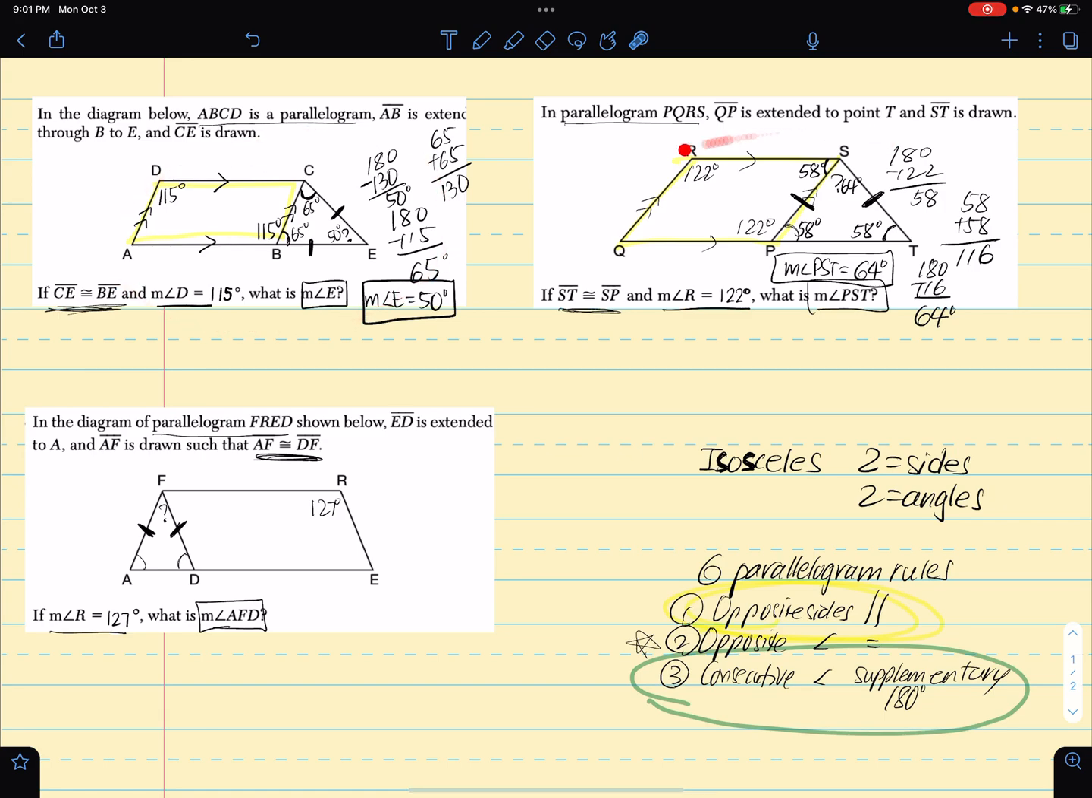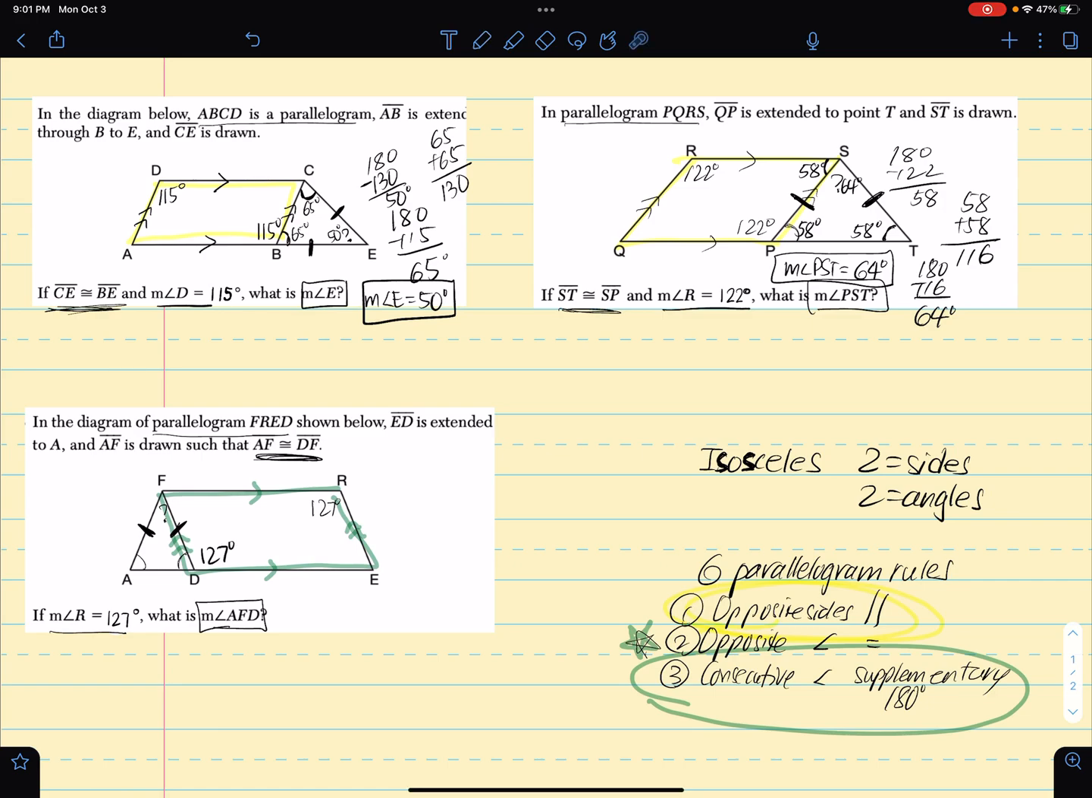Now let's look at this last question. These are all similar questions in the fact that they have a parallelogram next to an isosceles triangle. Same thing here, isosceles triangle, and we have a parallelogram. Notice that this is the question mark, so our goal is to bring this information closer and closer to the question mark. And so let's start with the rule of parallelogram, opposite sides are parallel. So let's put the arrows. Next, we have the rule, opposite angles are equal. So if angle R is 127, then angle FDE is also 127.